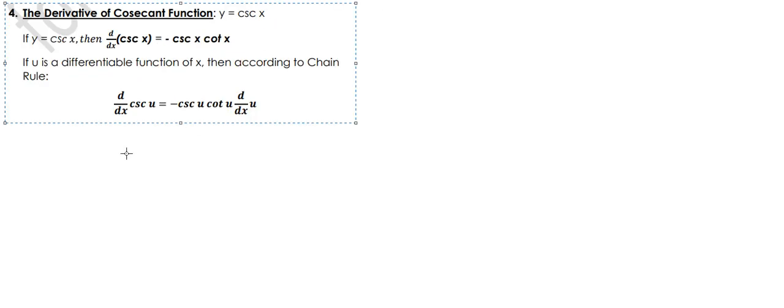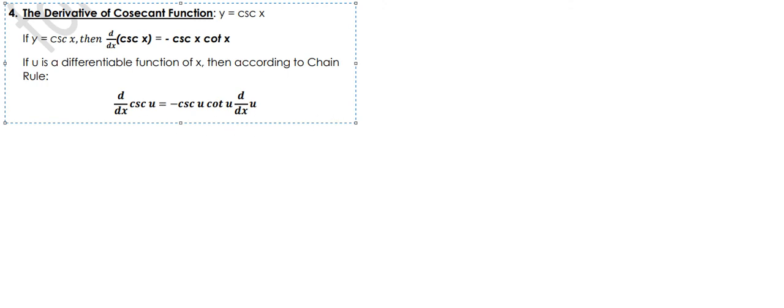Let's proceed to the derivative of the cosecant function. y equals cosecant x. If y is equal to cosecant x, then the derivative of cosecant x is equal to negative cosecant x cotangent x. If u is a differentiable function of x, then according to the chain rule, the derivative of cosecant u is equal to negative cosecant u cotangent u du. So this is the formula we need to remember.